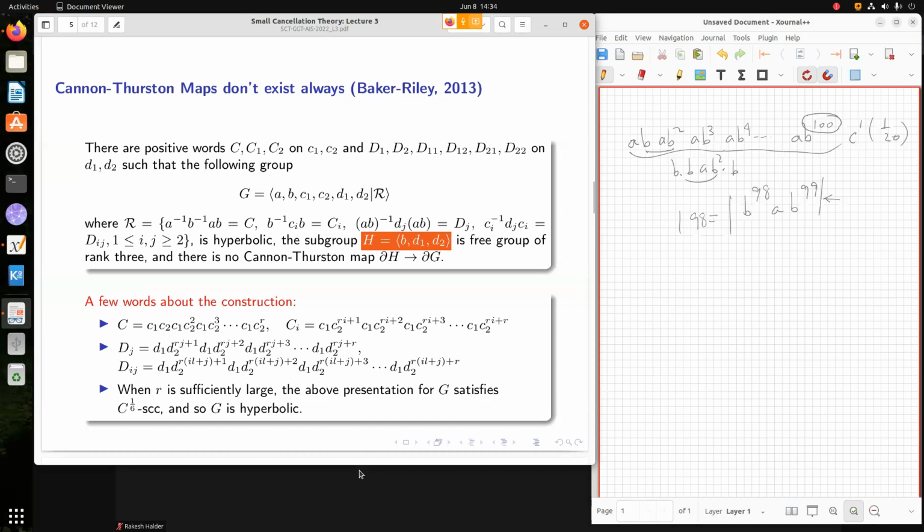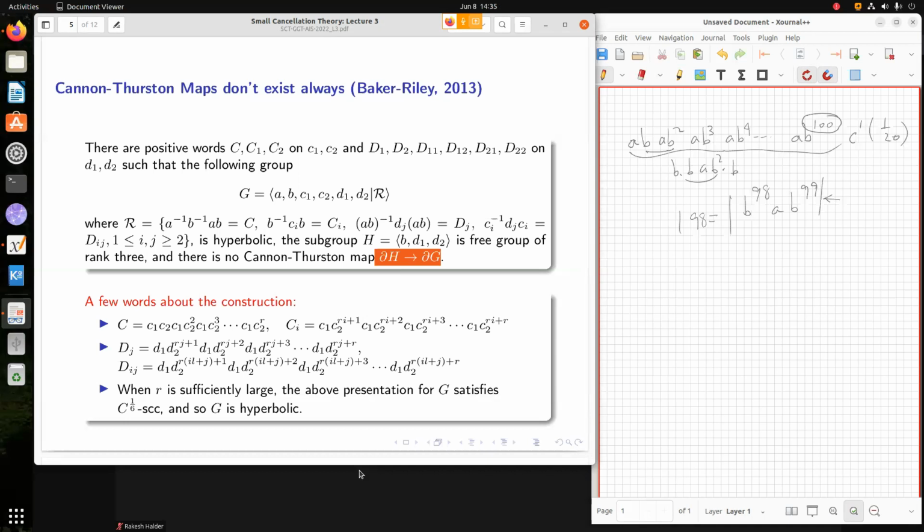We will not go into the proof of this theorem that there is no map like this, but what we would like to talk about is how they get this group G, and what essentially they are doing to prove that this group is hyperbolic. This is not the only important thing that they are proving. There are other things, they talk about distortions and other things, but this is one of the main parts of the proof, to construct a G like this, which is hyperbolic.